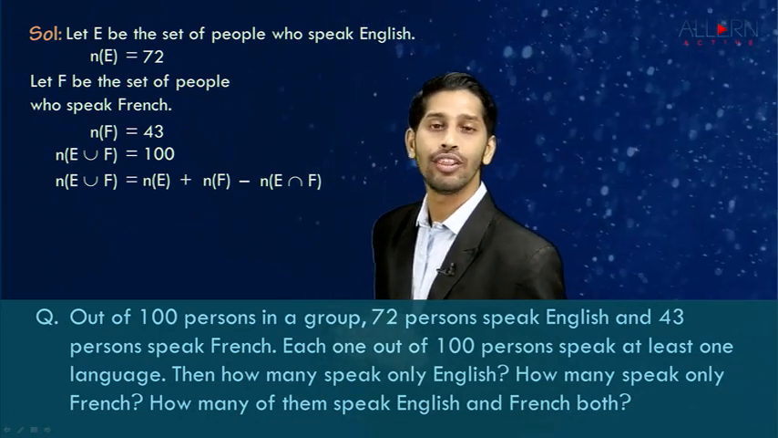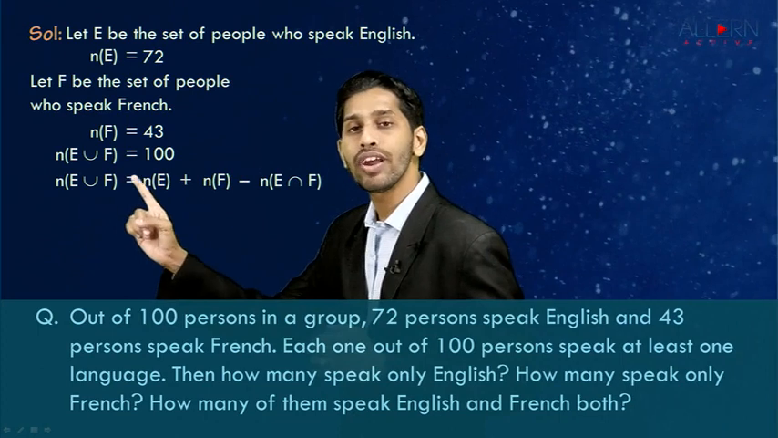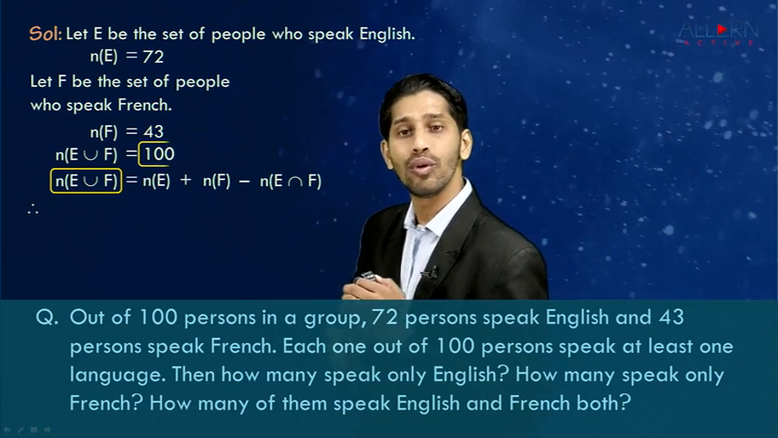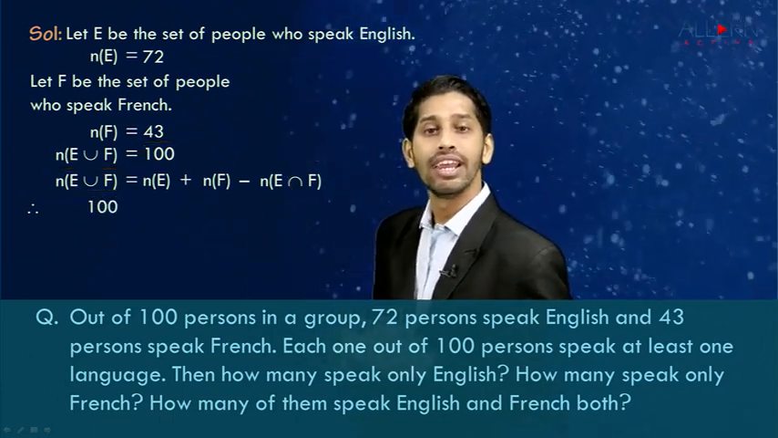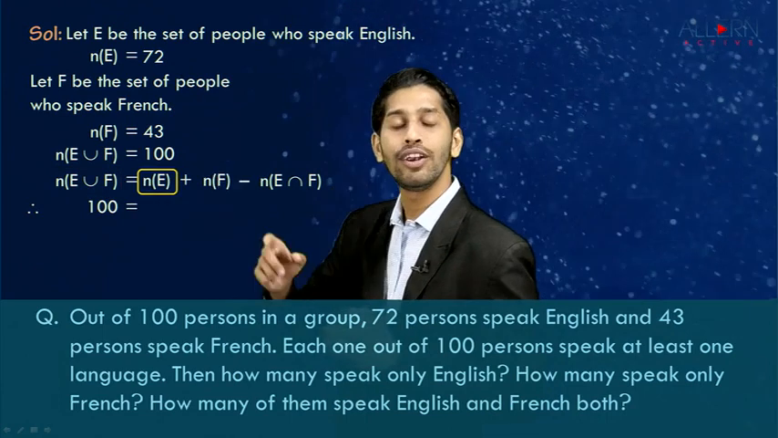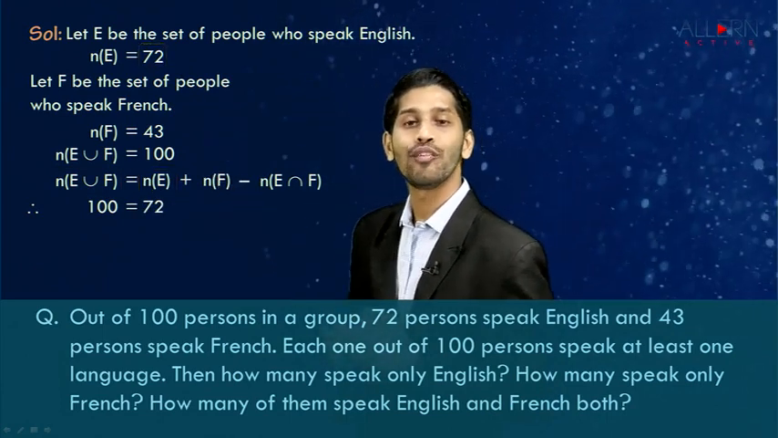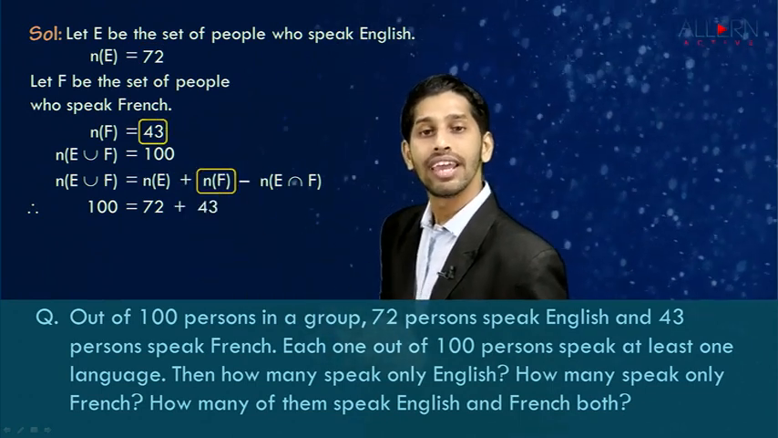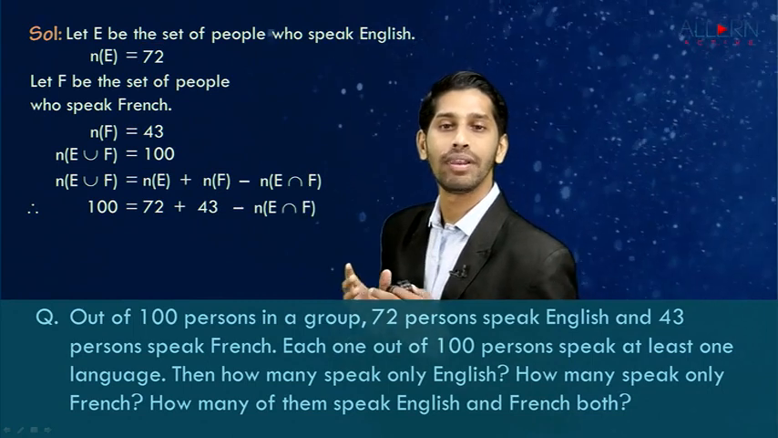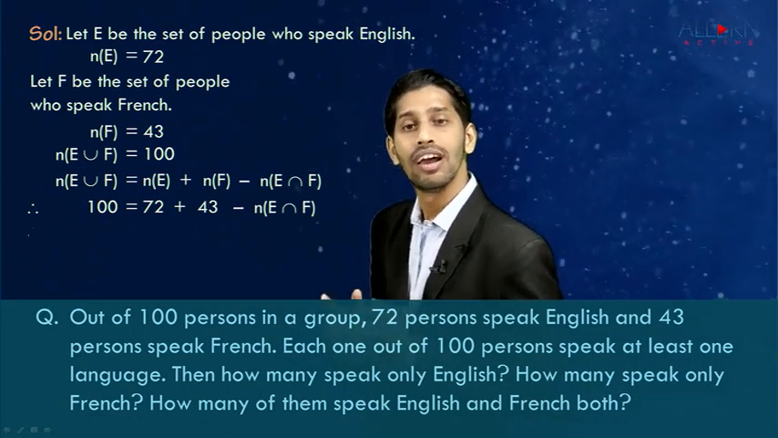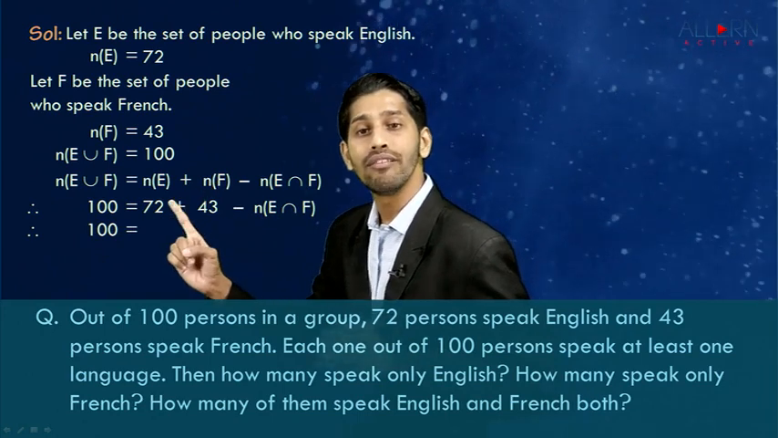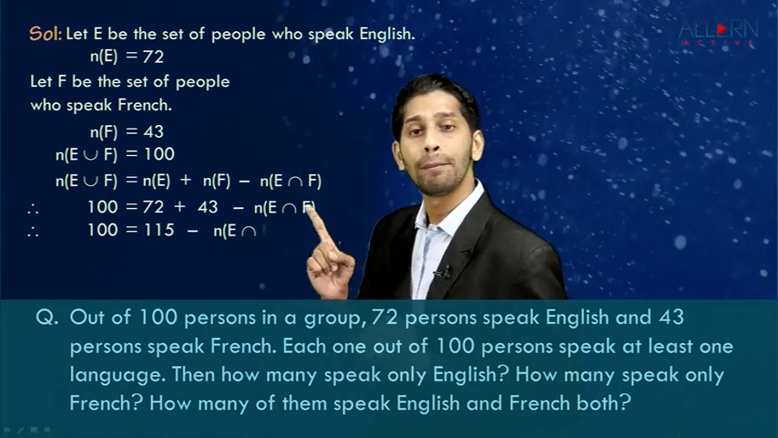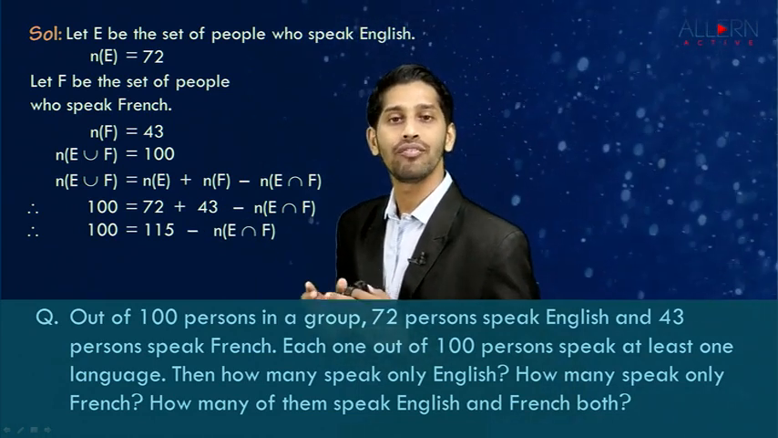Let's substitute the values and see what we get. In place of n of E union F, we'll substitute its value which is 100, is equal to, in place of n of E, we'll substitute its value which is 72, plus in place of n of F, we'll substitute its value which is 43, minus n of E intersection F will remain as it is. So let's do further calculation. 100 is equal to 72 plus 43. When we add, we will get 115 minus n of E intersection F.